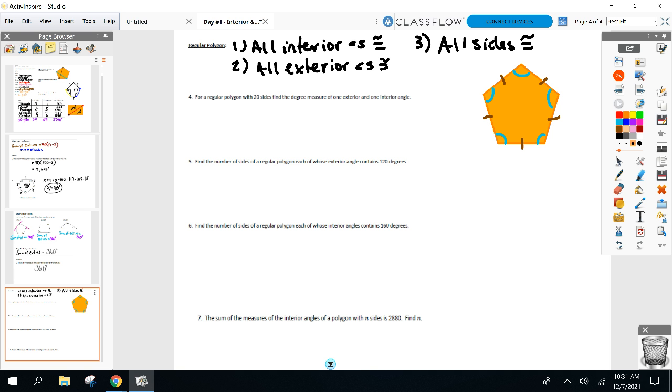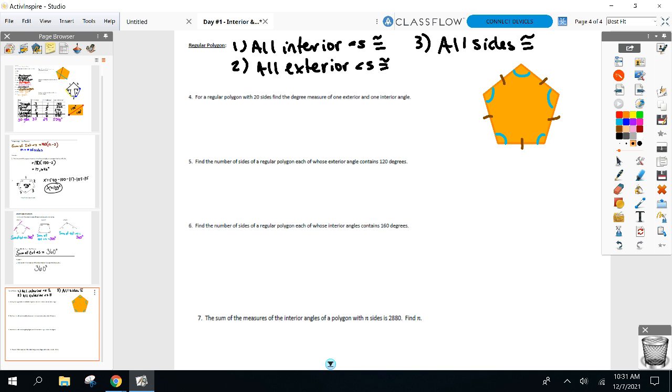It's got 20 sides, this regular polygon. Find the degree measure of one exterior and one interior. Not the whole thing. I just want one interior and one exterior. So your final answer shouldn't be 360 for the exterior. I just want one of them now and one interior. Talk it over in your group.